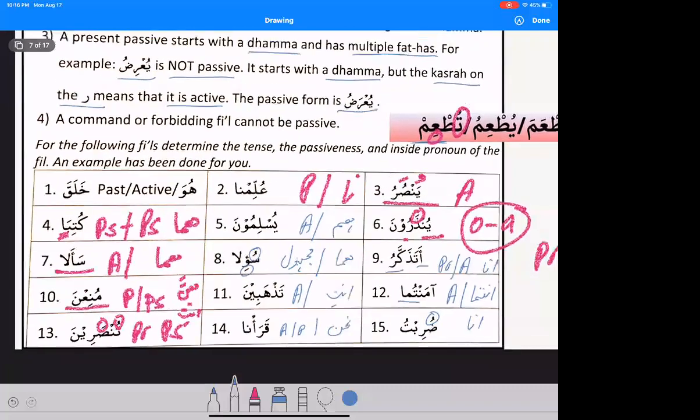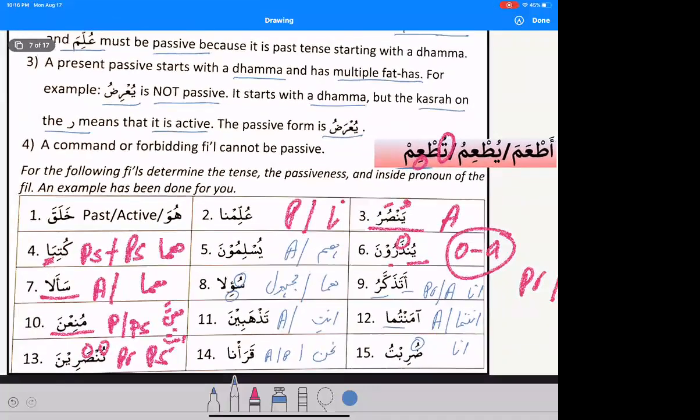Sister, I have a question. Can you please tell the meaning of atadhakkaru? What's the basic meaning of this? I didn't get, which one? Atadhakkaru, yes. I will be reminded. No, I will remind. Yeah, I will remind. Okay, Jazakallah.